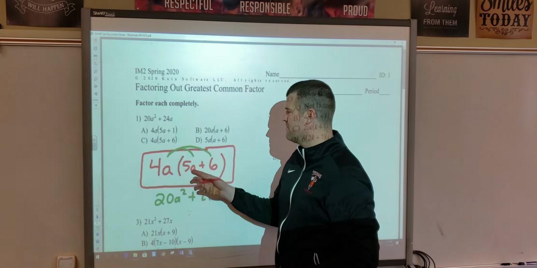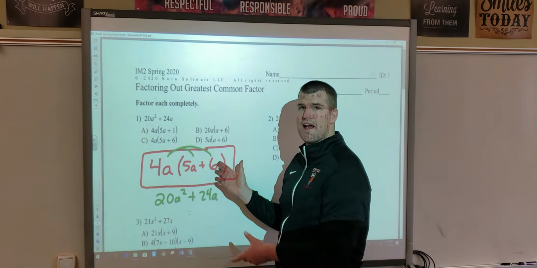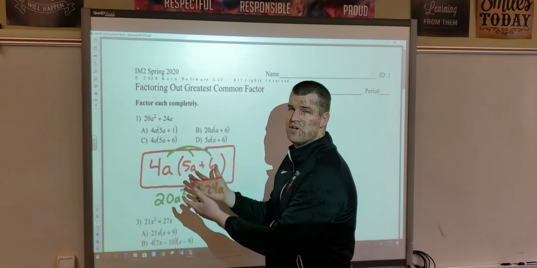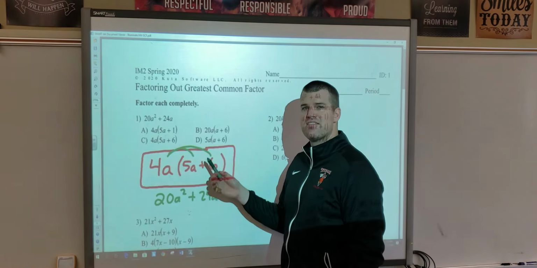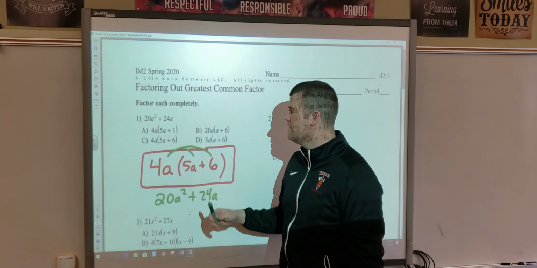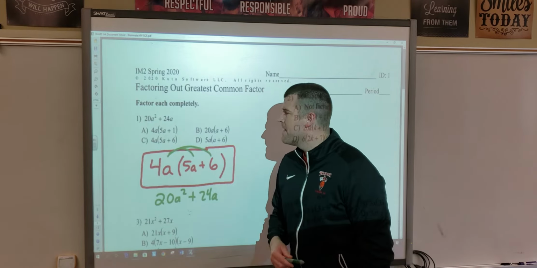If I had something like 5a plus 10, where I had a number that went into both of them still, then I would know I didn't get the GCF. But on this one, 5a plus 6, they don't have any common factors other than 1, so we are good.